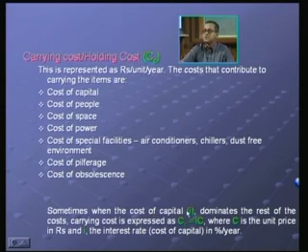Sometimes when the cost of capital dominates the rest of the cost, that is the first cost, which is the interest paid on the money borrowed, dominates the rest of the cost, the carrying cost is represented as CC equals I into C, where I is the interest rate and C is the unit price. Now, C, the unit price, is represented in rupees or money value, and I, the interest rate, is represented as percentage per year. So, the product will be rupees per unit per year.